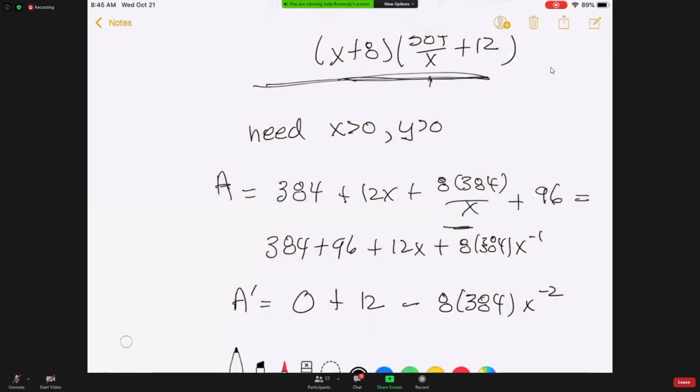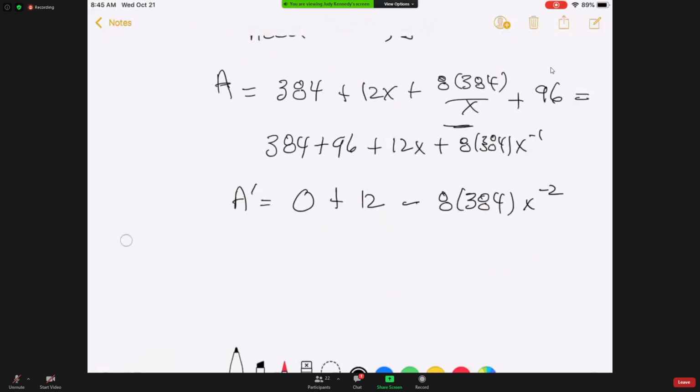Okay, so let's see. x has to be greater than 0. And I want to get my critical numbers. Well, 0 wasn't allowed anyway, so it's not even in the domain. But we do have 12 minus, really, I can write it in the denominator and then get a common denominator.